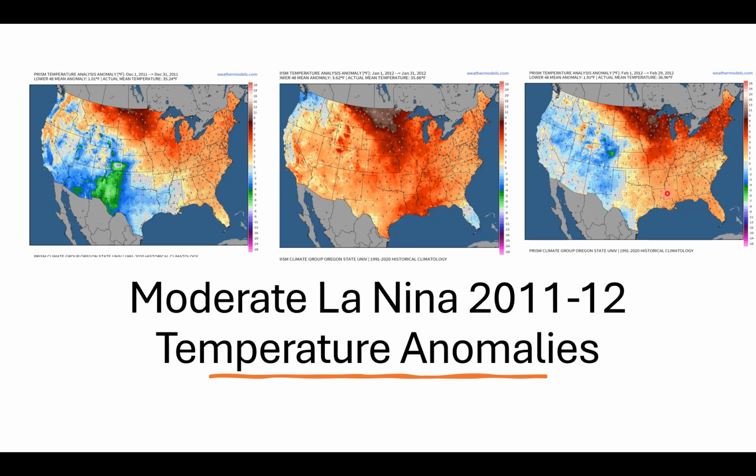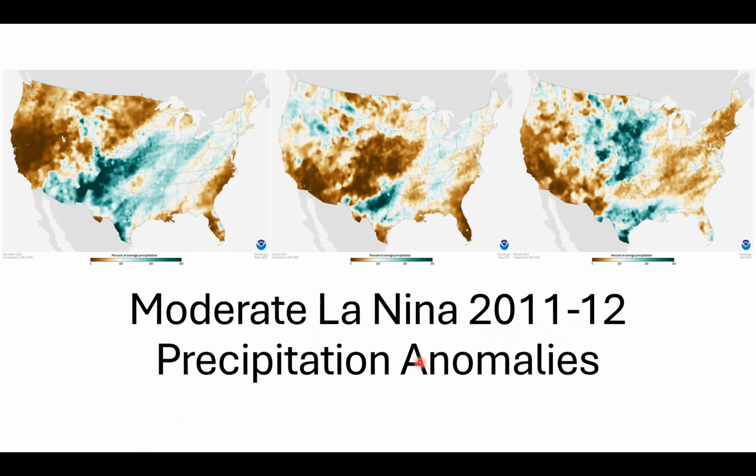There wasn't a whole lot of Arctic air that we were dealing with during the moderate La Nina of 2011-2012 winter. We look at the precip anomalies for that moderate La Nina winter of 11-12. Dry again from the southeast coast up to the mid-Atlantic coast. We had dry conditions for January in 2012 as well up the East Coast, and we continue to have those dry conditions. I mean, it really didn't end up very wet at all that winter.